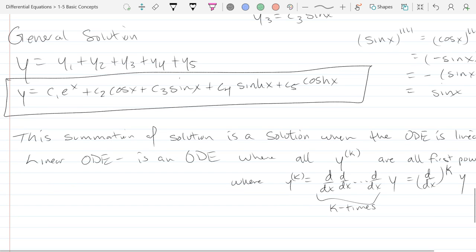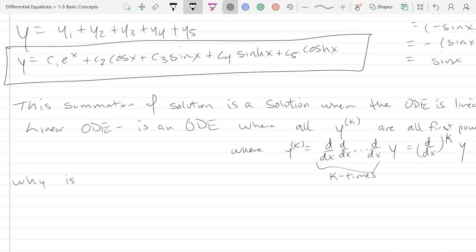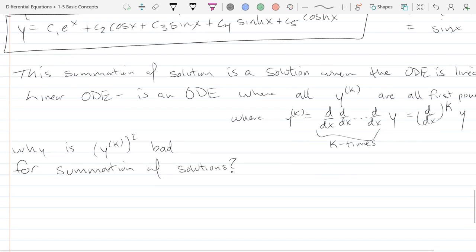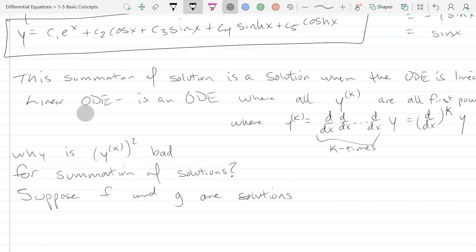All right, so why are higher powers bad if we can add up solutions? I'll show you why squared is bad, but it will fail for similar reasons if you got cubed or fourth, and something similar happens with the square root as well, or other roots. So we're going to suppose that f and g are solutions. So we'll just suppose there's 2 solutions instead of 5 to make the math work out a little bit nicer. It fails with 2.